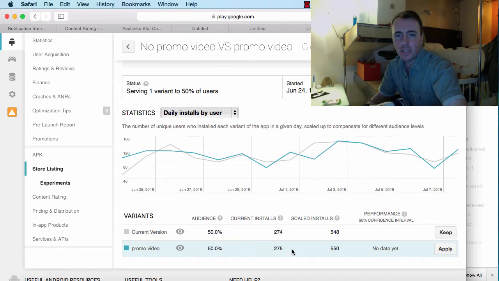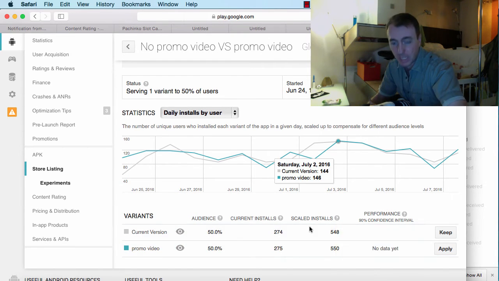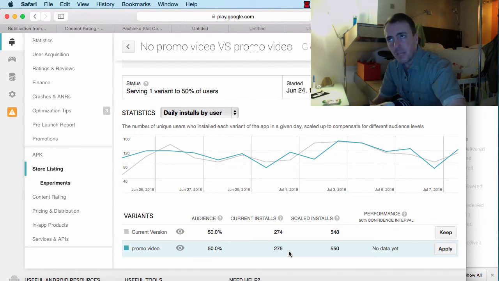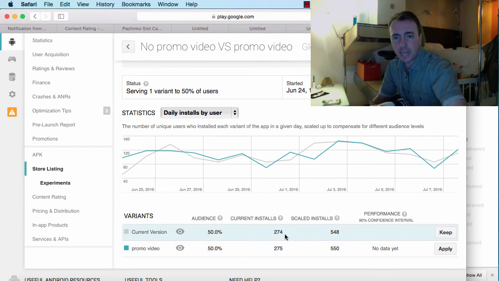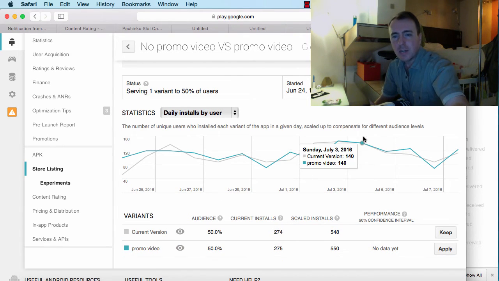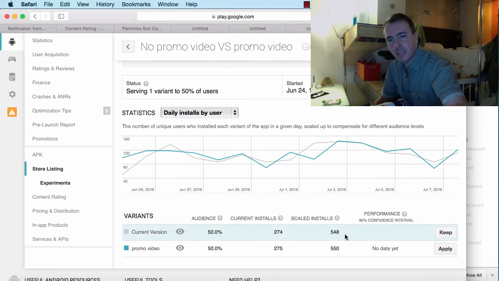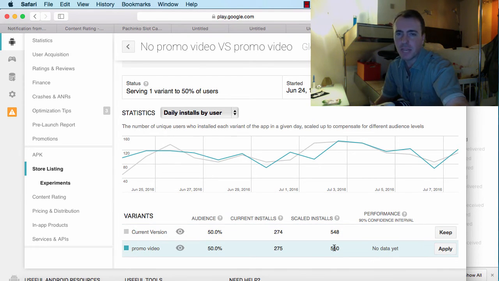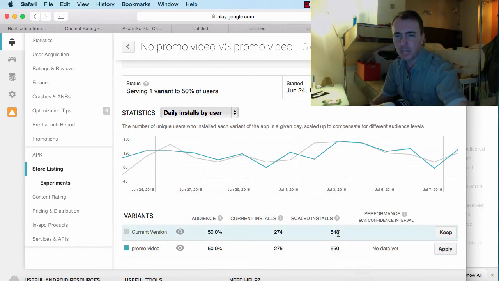As you can see here, the current installs are 275 and the scaled installs 550. That means the number of players that have kept the game on their device is slightly higher for the promo video. And the scaled installs are just multiplied because it's half and half. Half of the audience is seeing the game page without a video and half is seeing the game page with the video. So that's why you have this scaled install here.